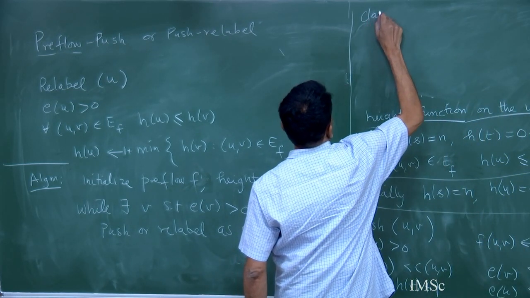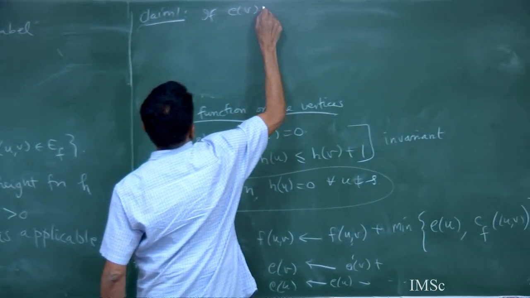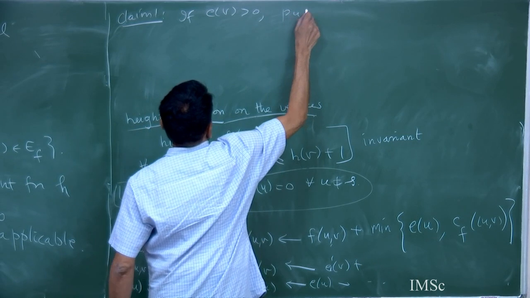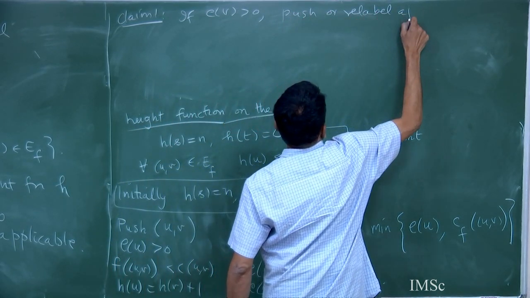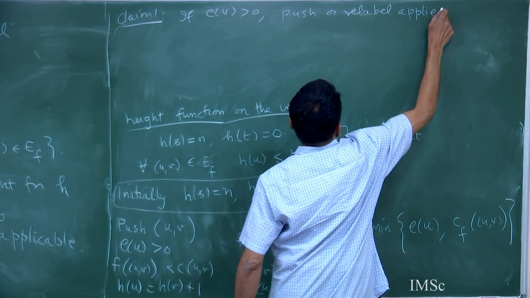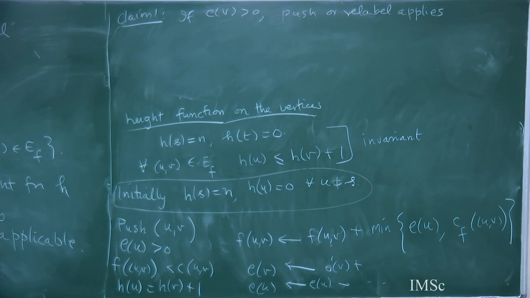Claim: if E(v) for a vertex is greater than 0, push or relabel applies. So it does not get stuck; there is something you can do, right. Is that clear?